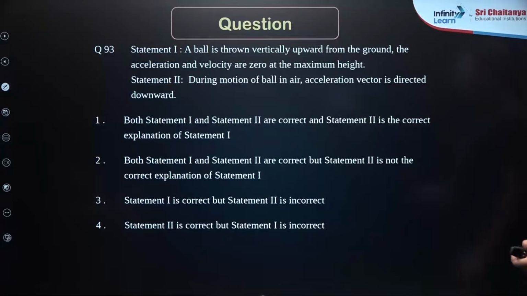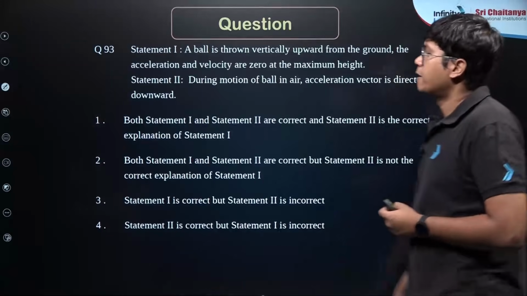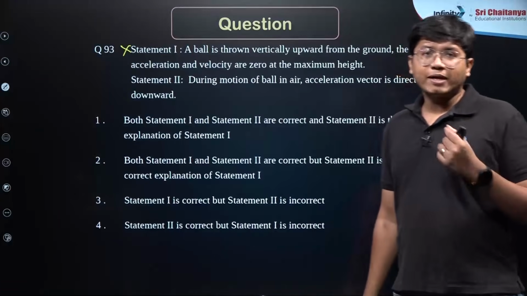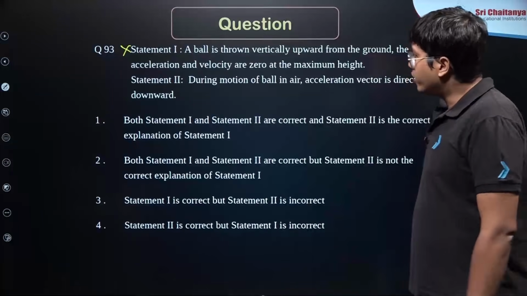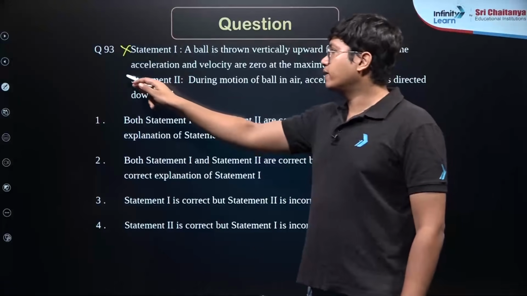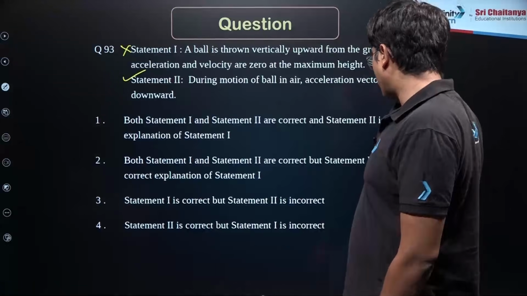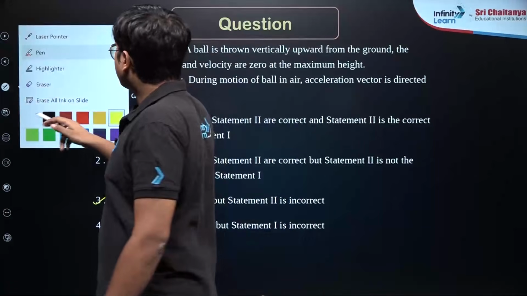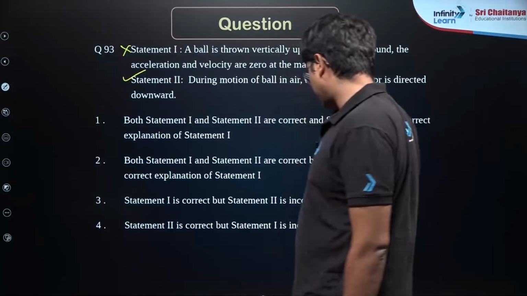Next one, a ball is thrown vertically up from the ground. Acceleration and the velocity are 0 at the maximum height. This is an incorrect statement because velocity is 0 at the maximum height, but acceleration is still there, which is acceleration due to gravity. Statement 2, during the motion of the ball in air, acceleration vector is directed downward always. Yes, because that's the gravity that's always directed downwards. So statement 1 is incorrect, statement 2 is correct, option 4.